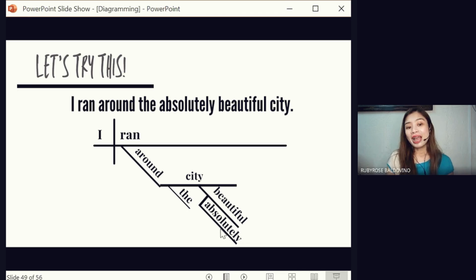And then absolutely is an adverb which describes the word beautiful. So because of that, it has to be another slanted line beneath or near the adjective beautiful. Okay? The same principle. We're just trying to combine everything that we have been discussing in this video. Okay? So that's how your diagram will look.